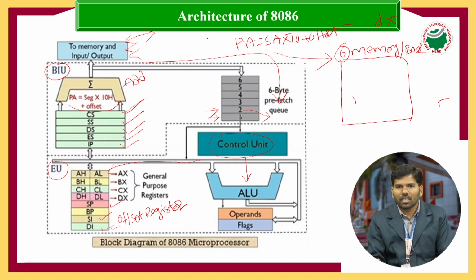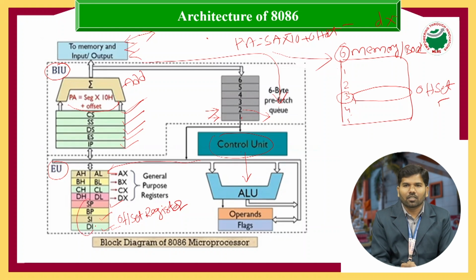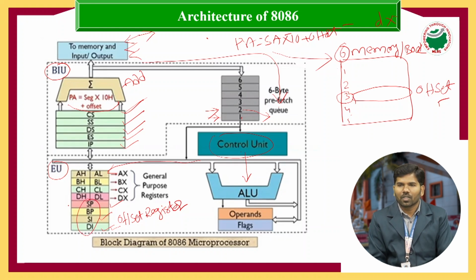So in page number 6, in which line is your required data available? It may be line 1, line 2, line 3, line 4 or line 5. There are several lines in page number 6. In line 3, my data is available. This is nothing but your offset address, which means the exact location of the data in the segment register will be provided by the offset registers.